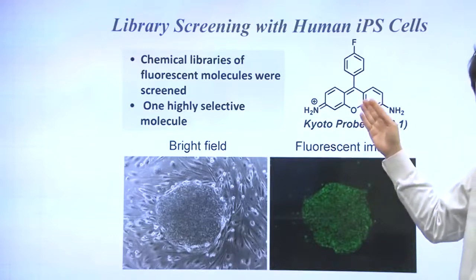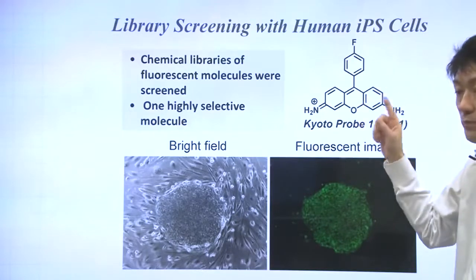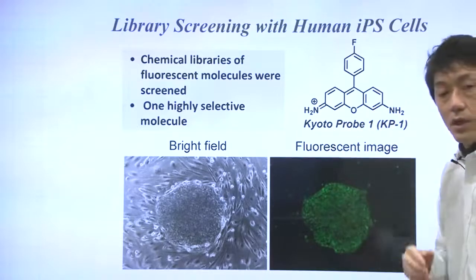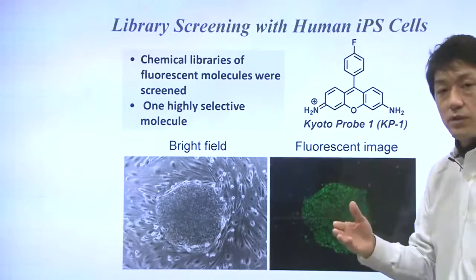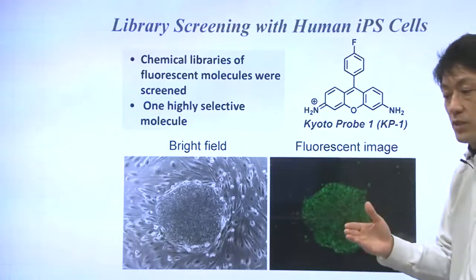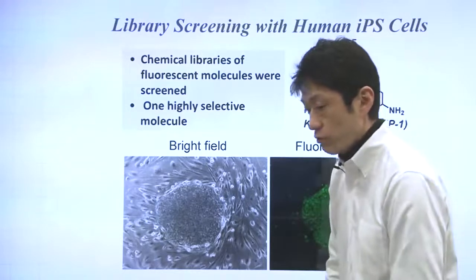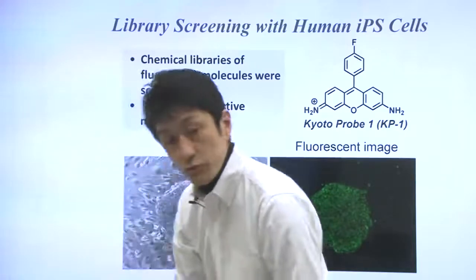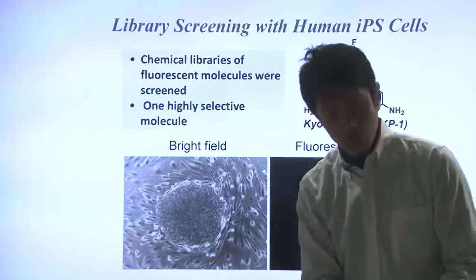This is the chemical structure. KP1 can stain, can label undifferentiated stem cells, iPS cells and ES cells. Then let me show you the fluorescent property of KP1. Would you turn off the light? Let me turn off this. Okay. This is a UV lamp, right? Then I'll show you the KP1 tube right here.